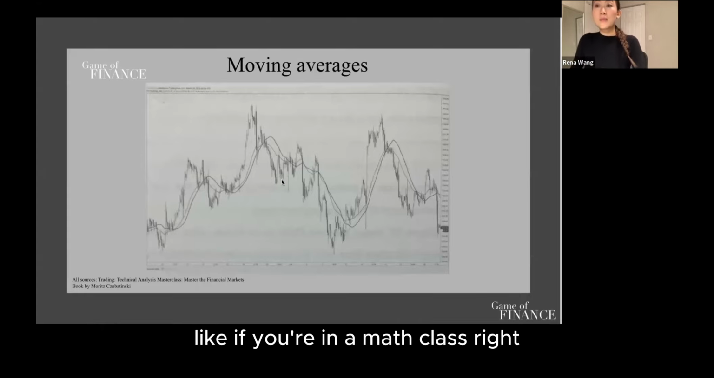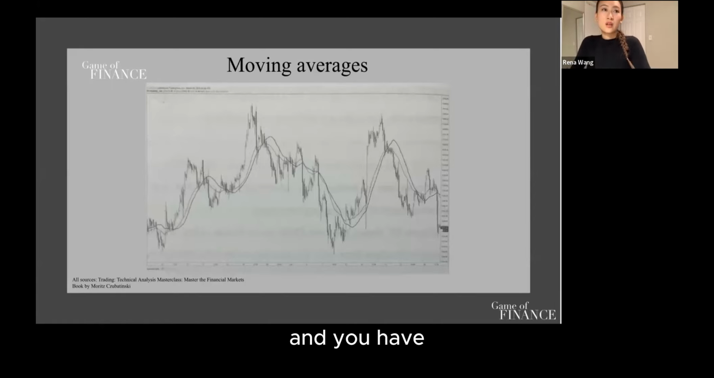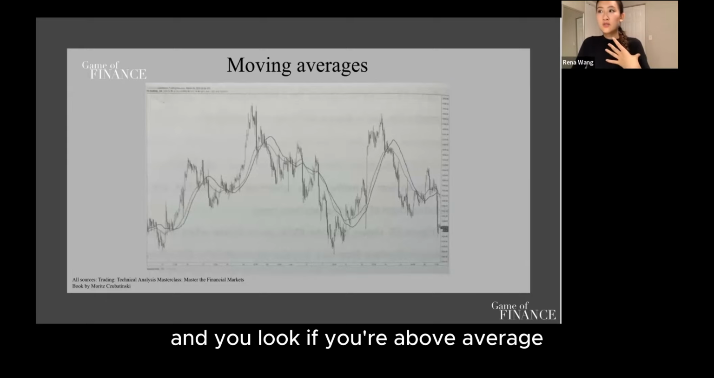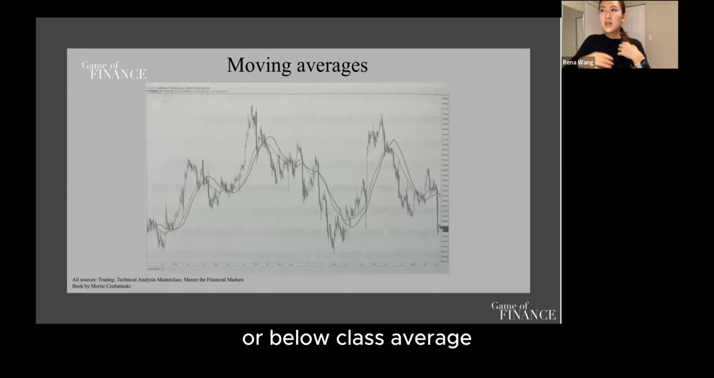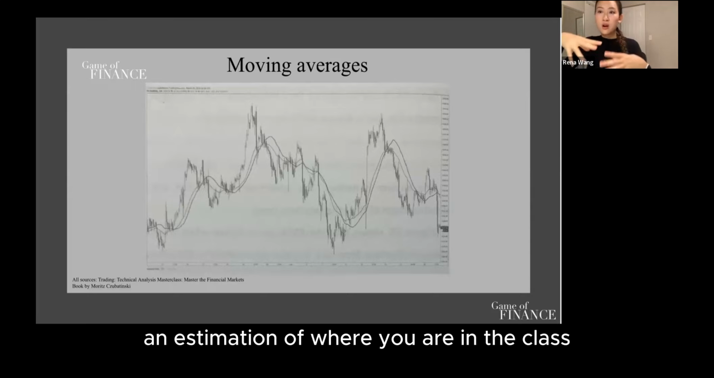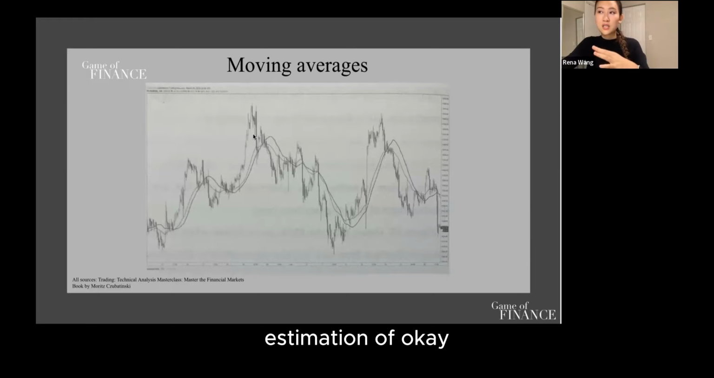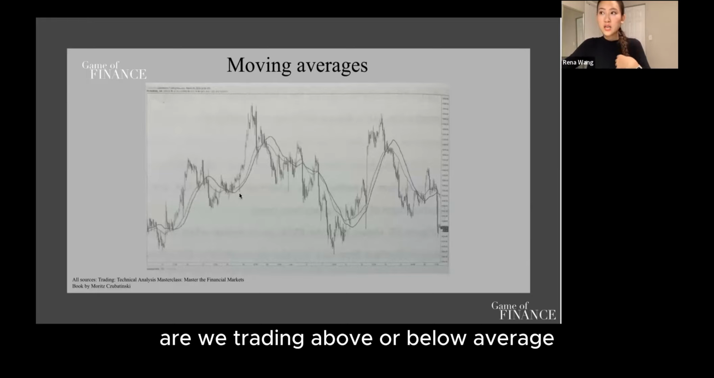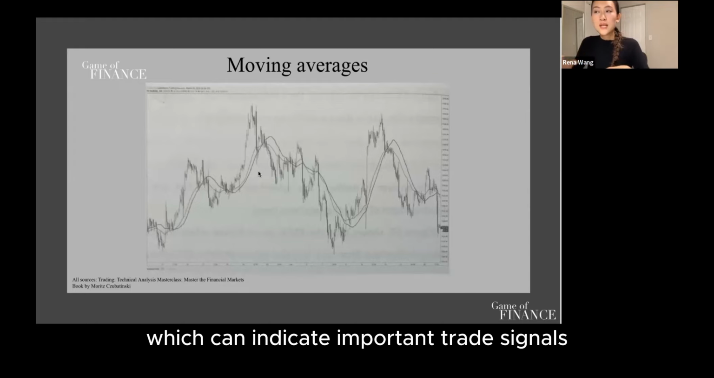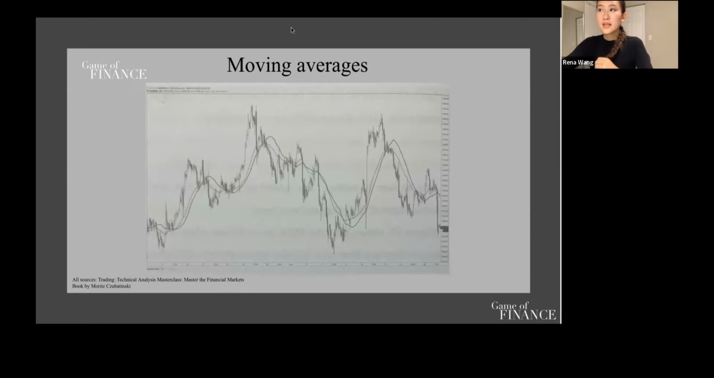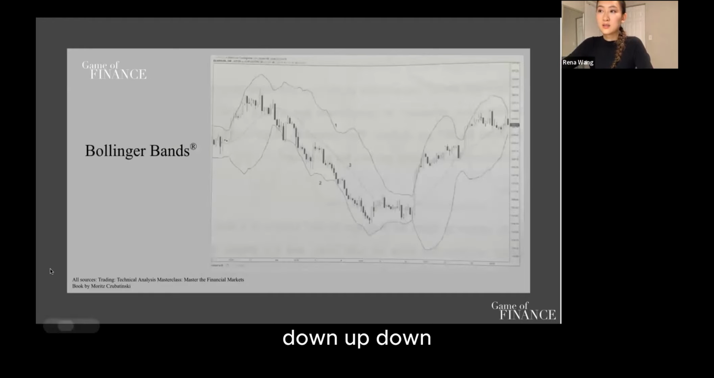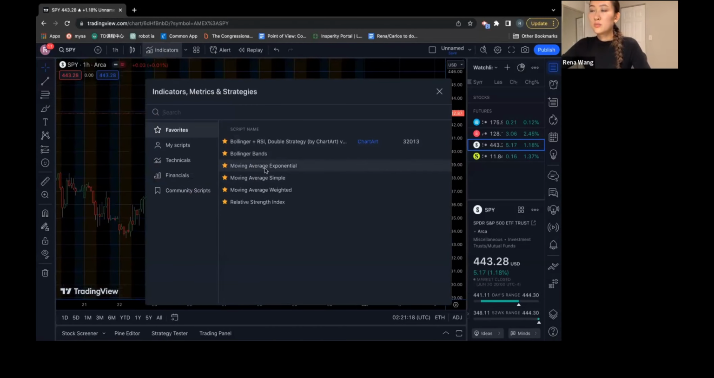It's the same as if you're in a math class, right? You have a class of 30 students and you take a math test and you compare all the scores, and you look if you're above average or below class average. So it gives you an estimation of where you are in the class. This thing gives you an estimation of whether we are trading above or below average, which can indicate important trade signals. If we're above average and we hit average, you can expect it could go below average a little bit. You can see that these two cross and then it goes up, down, like that.